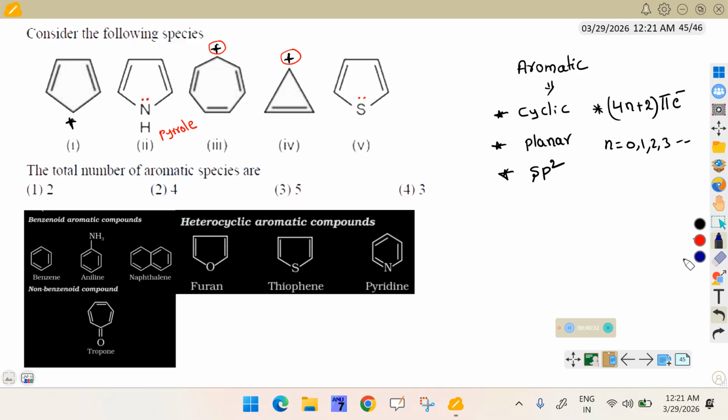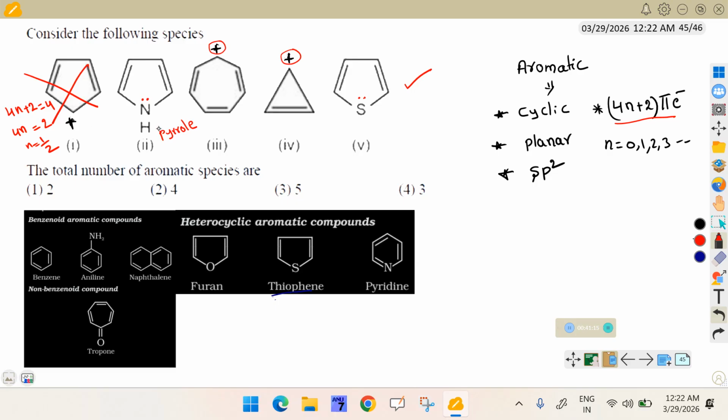Total number of aromatic species. Thiophene is aromatic. Next, any other compounds? No. Now you can calculate. Aromatic conditions are cyclic, planar, sp2, and must follow the 4n plus 2 pi electron rule. Here, calculate 4n plus 2 equals how many pi electrons? 2 pi bonds, 4 pi electrons. 4n equals 2, n equals 1 by 2. So the first one is not aromatic.